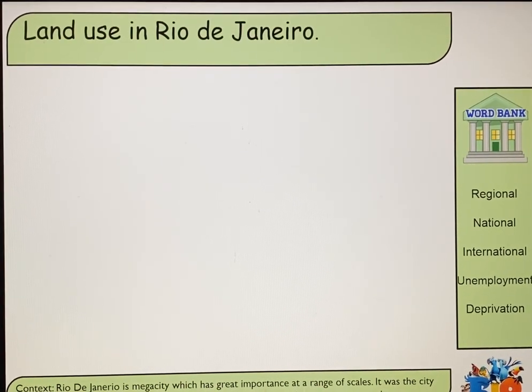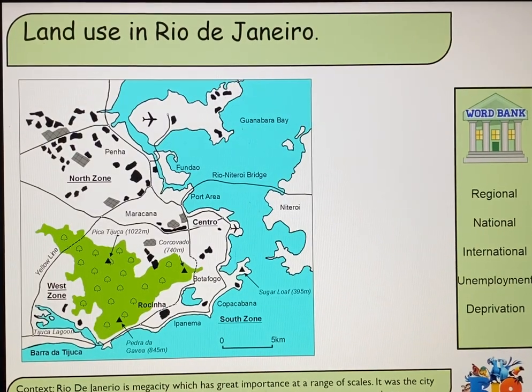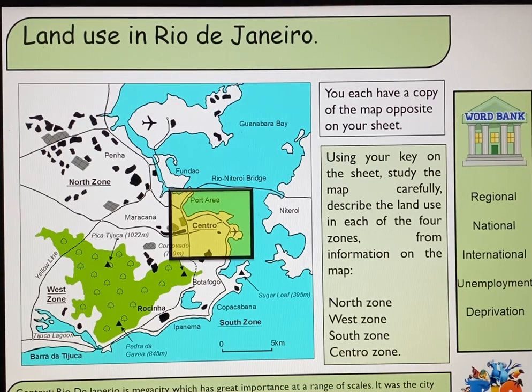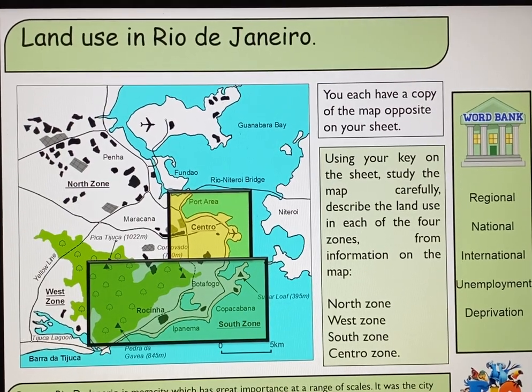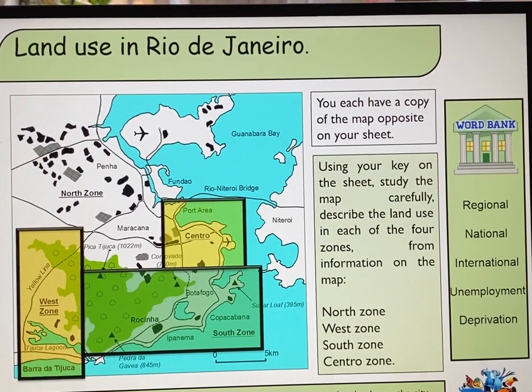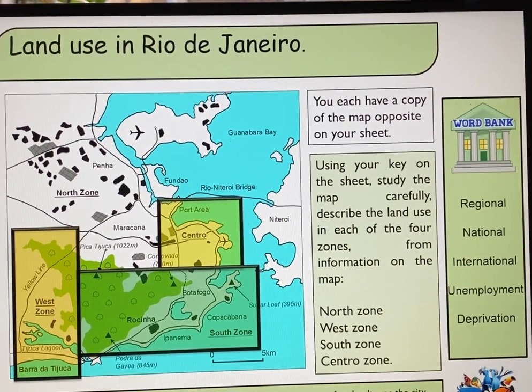Now we need to have a look a little bit at Rio's land use. Rio is split into 4 different zones. We have the central zone, we have the west zone, we have the south zone, then we have the west zone.